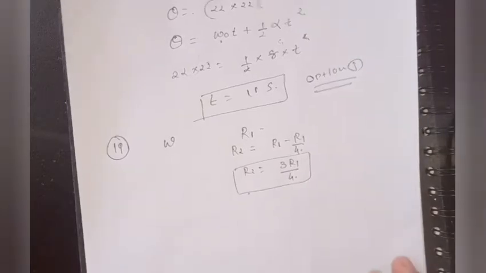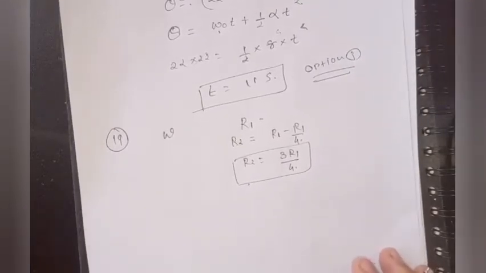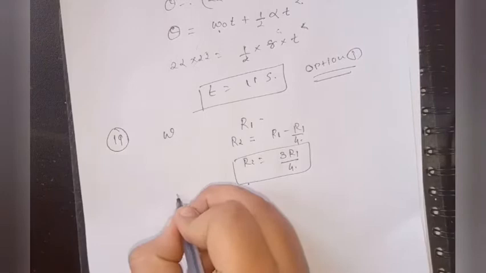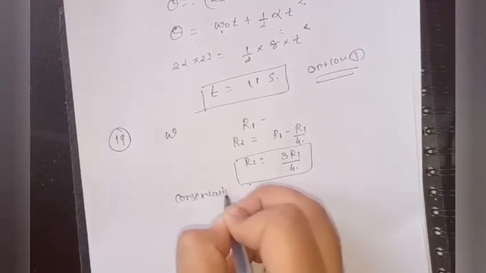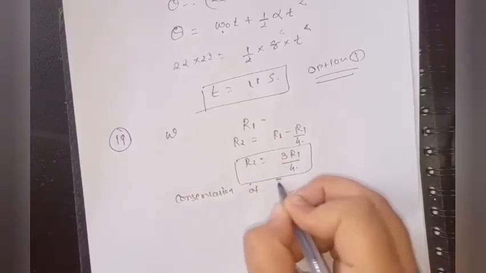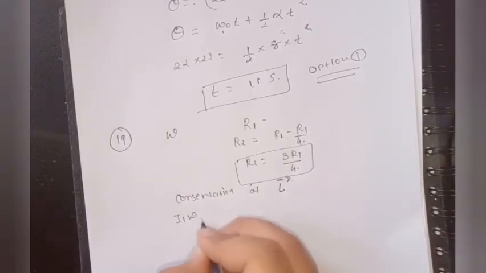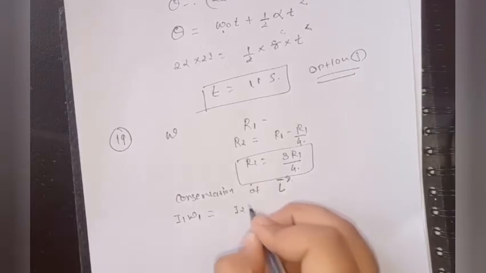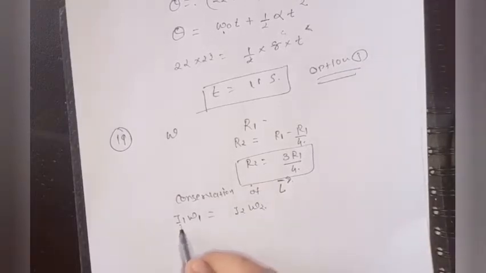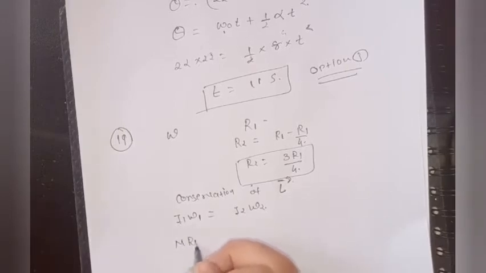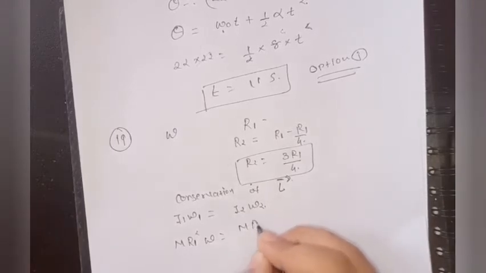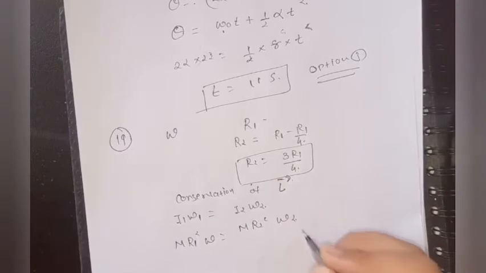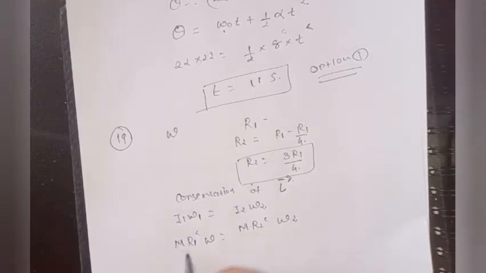Now there is no external torque acting on the person, so angular momentum will be constant. So we'll use conservation of angular momentum here. So initial angular momentum I1 omega 1 is equal to final angular momentum I2 omega 2. Initial moment of inertia we can write as m r1 square into omega. Final angular momentum is m r2 square into omega 2. M will get cancelled out.